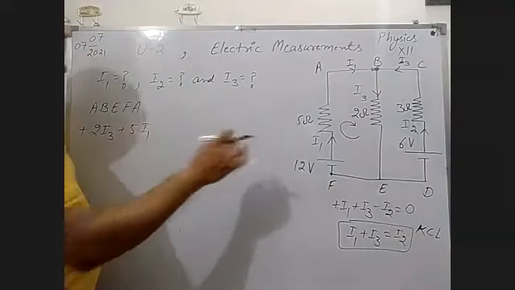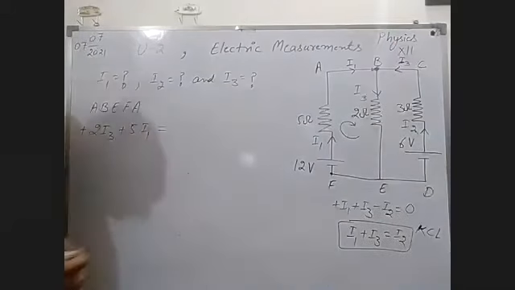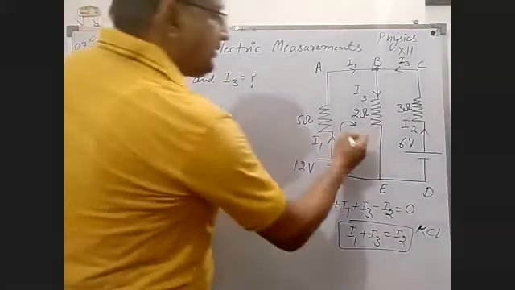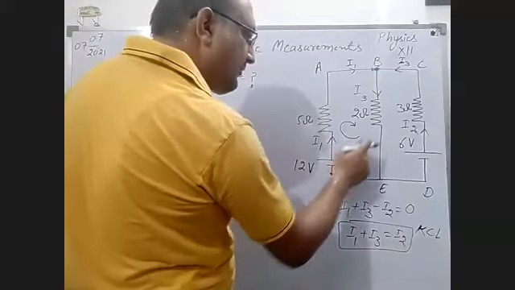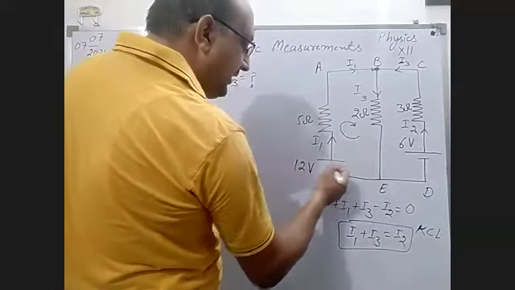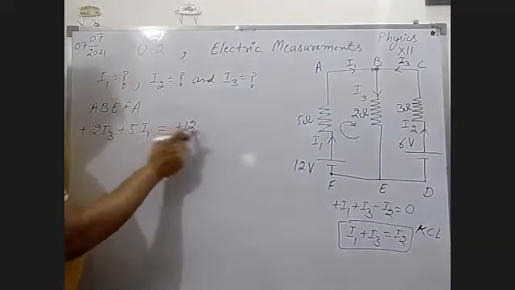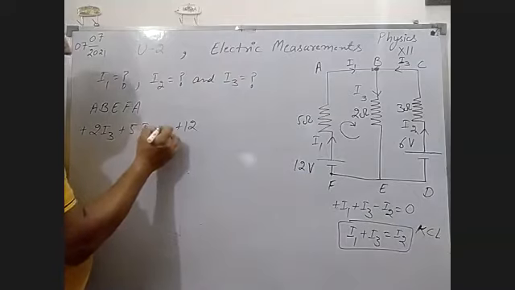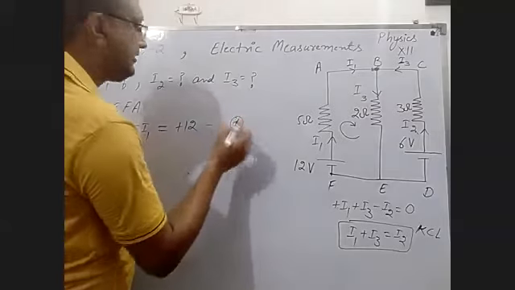Now how many batteries or cells are there? According to this, only one battery is there, and it is in the same order as that. That's why you have to take this 12 with positive sign, on the other side of equal to. Now this is equation first.